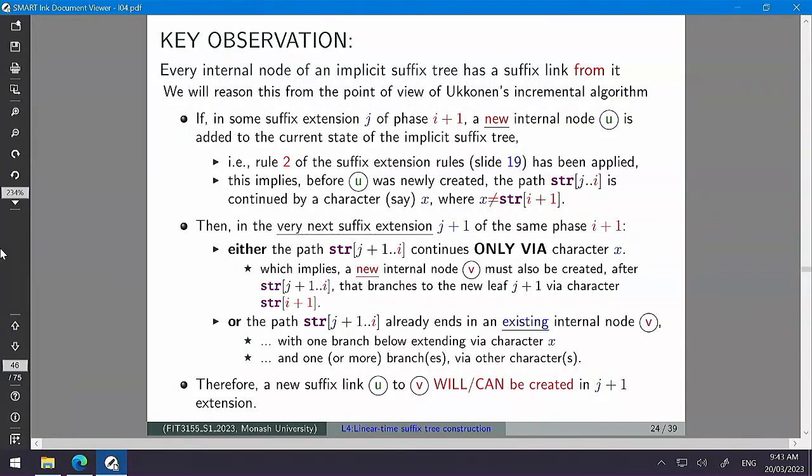So bingo. When you have rule 2 regular created in the jth extension, that rule 2 regular could, in one scenario, trigger a new internal node, where once you create the new internal node, the one that you created in j gets resolved, its suffix link gets resolved. Now I told you that there's another scenario, the only other scenario where you're not creating a new internal node. So you have rule 2 in j, but rule 2 alternate here. So rule 2 alternate happens because of this.